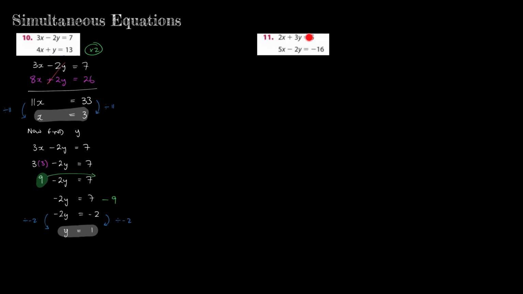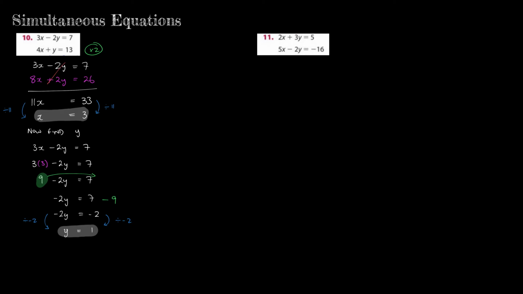If I multiply it by 2.5, it just gets messy. I can't really do that. If I wanted to get rid of the y's, if I multiply this by 2, I'd get 4y. So it's very hard to get rid of either the x's or the y's by just scaling up one equation. So the easiest way to do this is to scale up both equations.